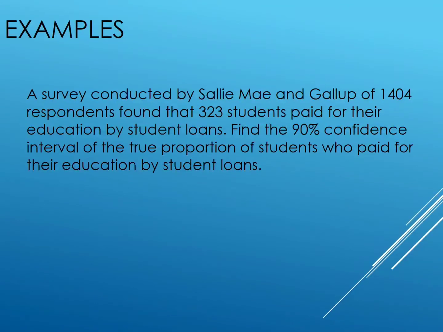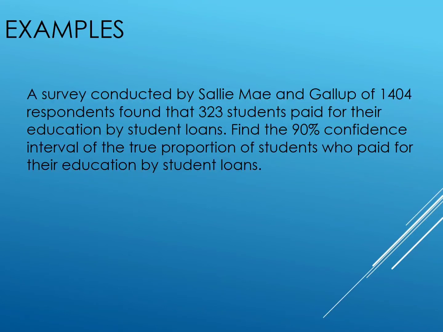Alright, example. A survey conducted by Sallie Mae and Gallup of 1,404 respondents found that 323 students paid for their education by student loans. Find the 90% confidence interval of the true proportion of students who paid for their education by student loans. First things first, we have to worry about what the question is exactly asking. The question is asking, find an interval of the true proportion of students who paid for their education.